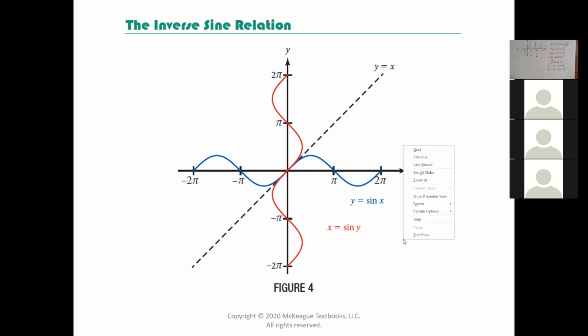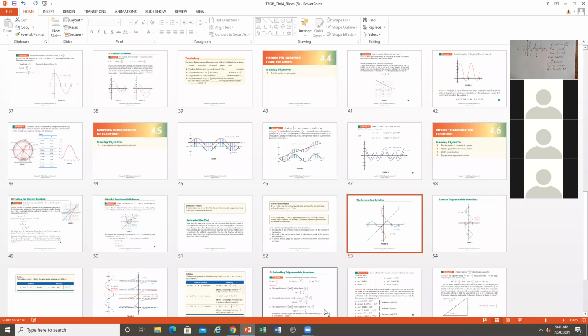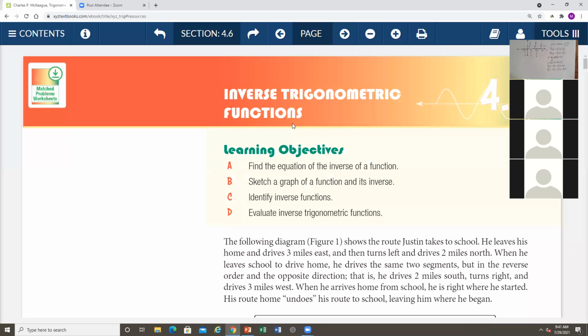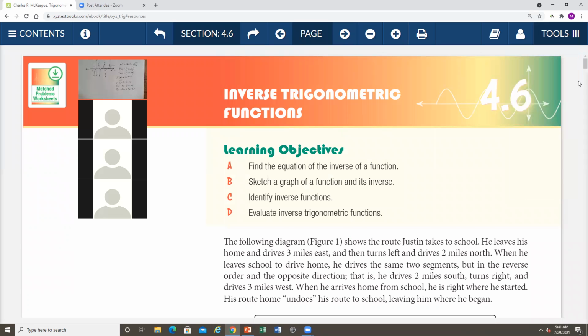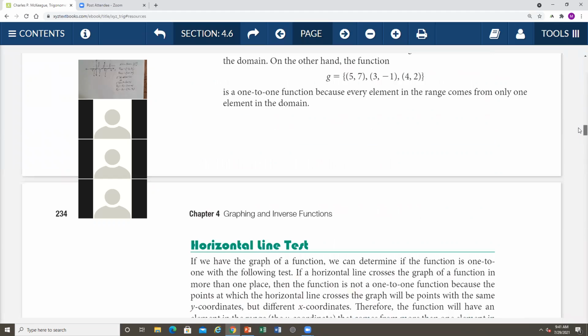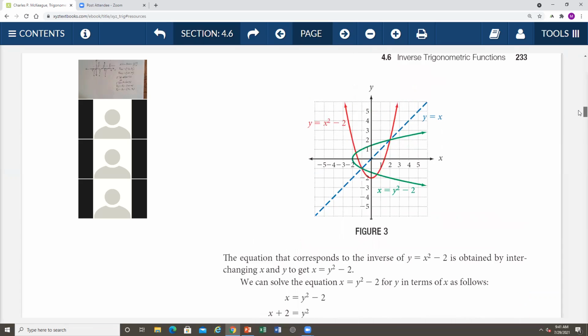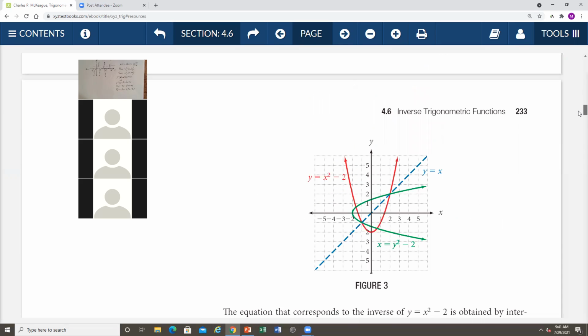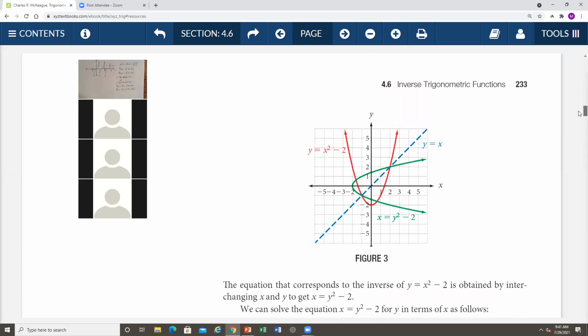Okay, so let's end this and try to get into our textbook here. Section 4.6. Let's see if we can do maybe a couple of problems here. As always, you're welcome to look at the sections that I go over in your textbook. I encourage you to do that.